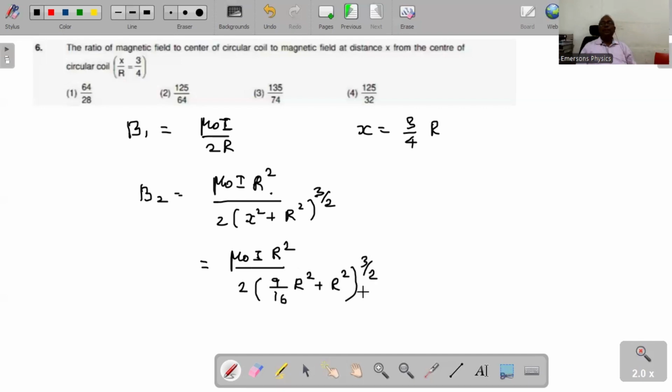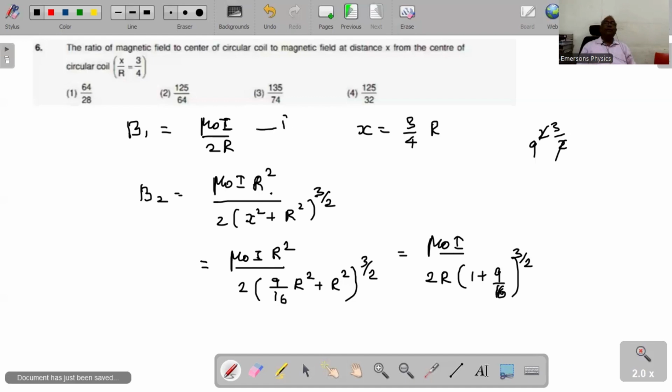You can take r squared common. R squared to the power of 3 by 2 is nothing but r cube. When you take it out as r cube, this r squared cancels. So mu naught I by 2 into r into 1 plus 9 by 16 to the power of 3 by 2. That's all. Okay. Now we'll proceed. This is equation number 1. Let it be equation number 2. And mu naught I by 2r is nothing but B1.